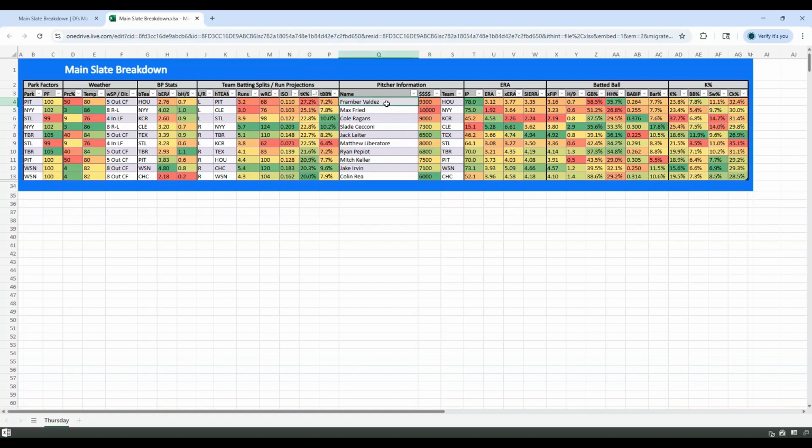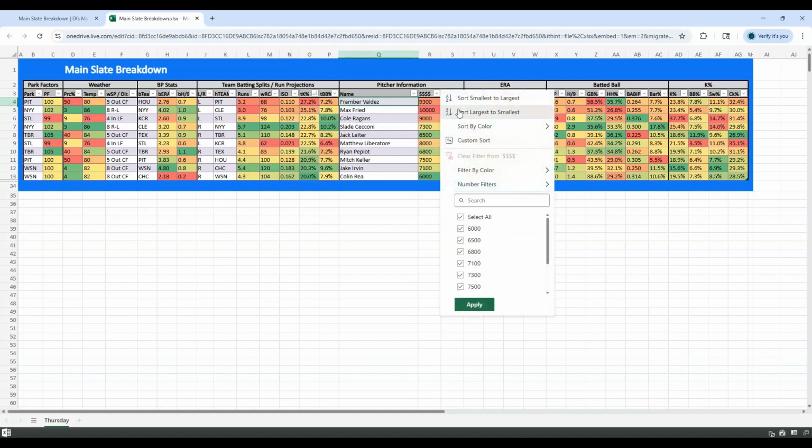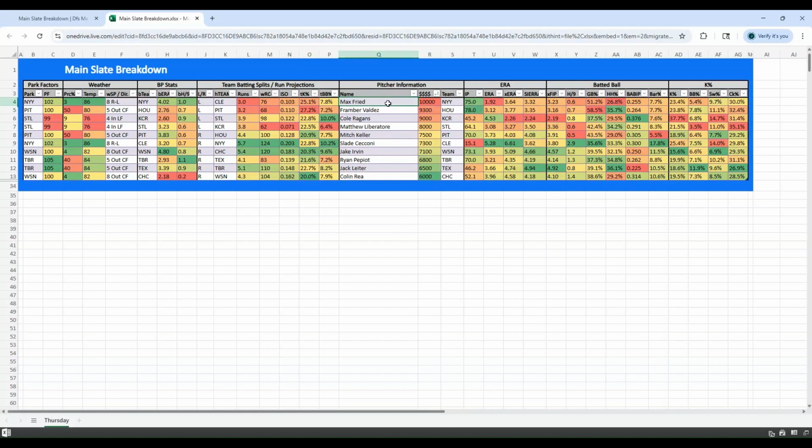And then over here, we have our pitchers. We'll filter by salary, so you can get an idea what pitchers cost, who they're facing, how the strikeout matchup looks, and what kind of power, runs, or wRC+ they're facing. It gives you a nice little snapshot right here.